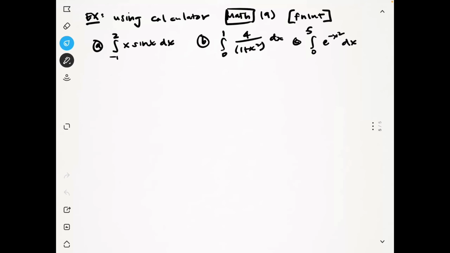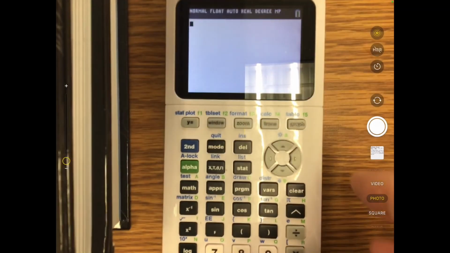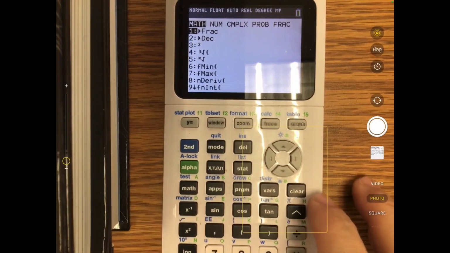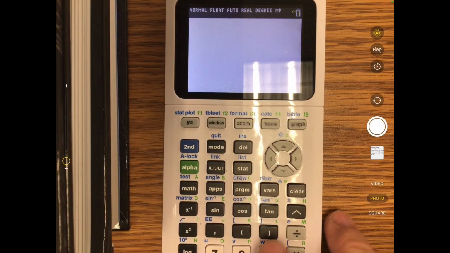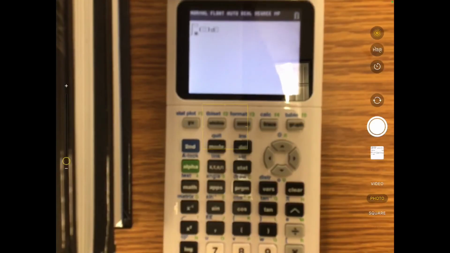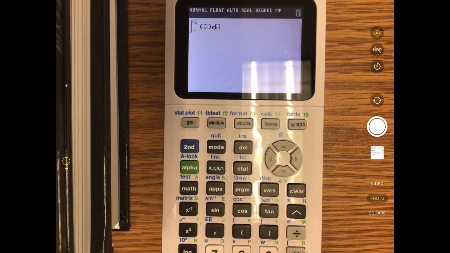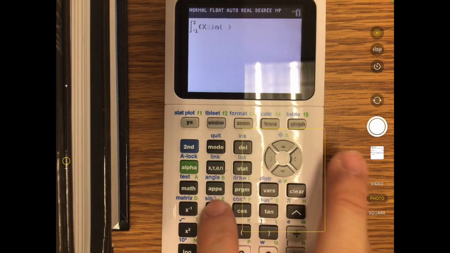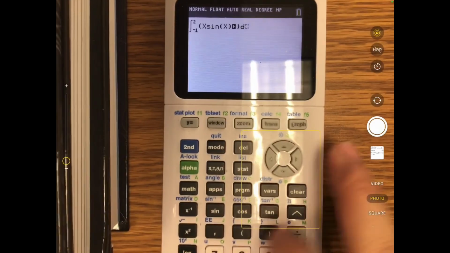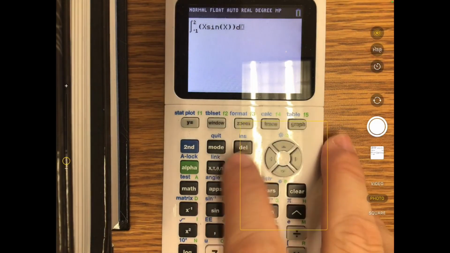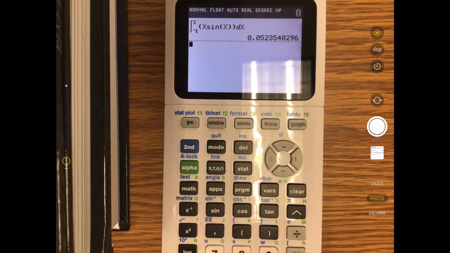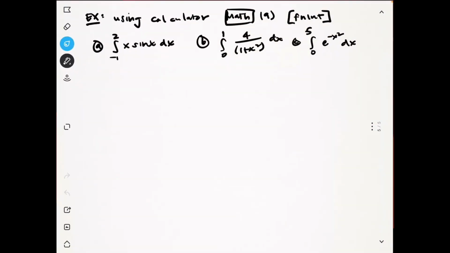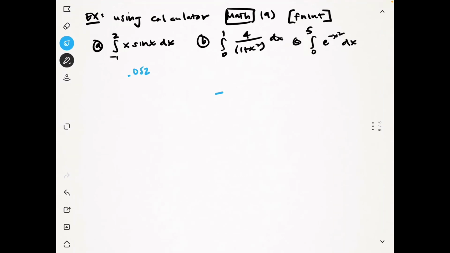Okay, so let's go ahead and do our math here. We're going to hit math. 9 is fnInt. And all we're going to have to do is set up our integral. So from -1 to 2, and our function is x sine x. Close up our parentheses, and then dx. And it'll give our value, 0.052. So this is going to be 0.052.